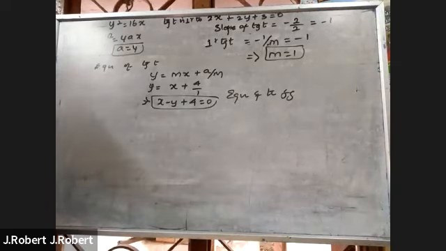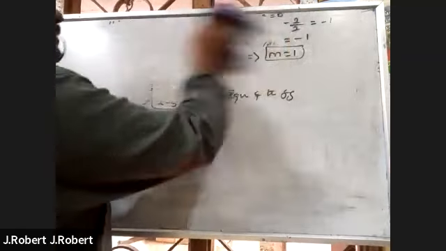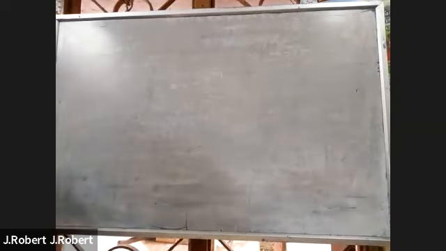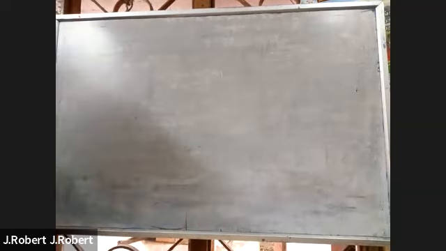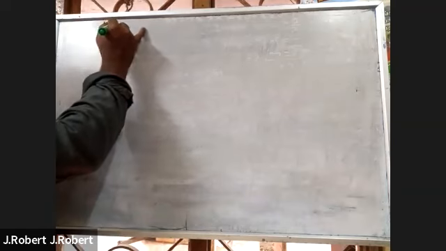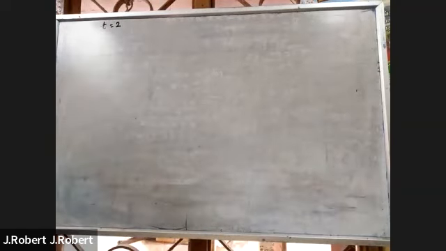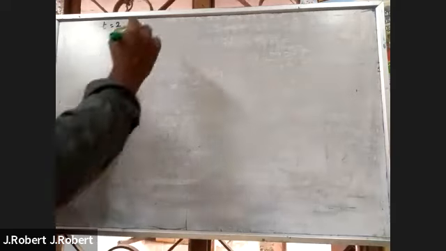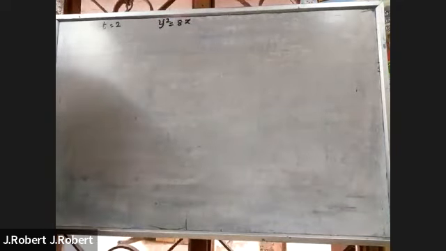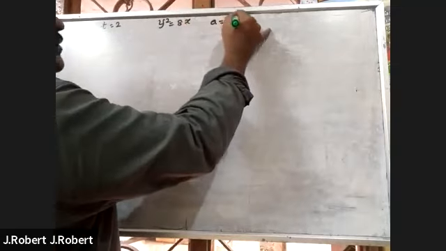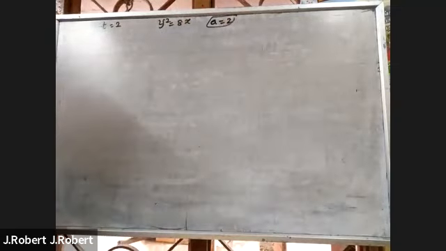Next, find the equation of the tangent. The next problem: find the equation of the tangent to the parabola at t is equal to 2, to the parabola y squared is equal to 8x. Part one I can say: what is the value of a? Your a is equal to 2, because this is of the form y squared equal to 4ax.